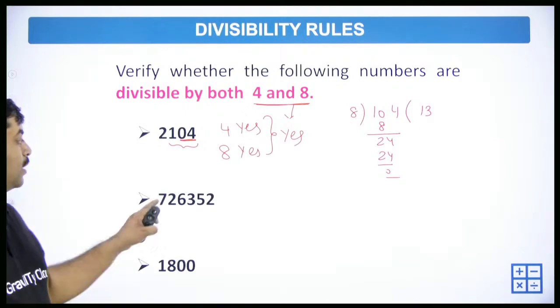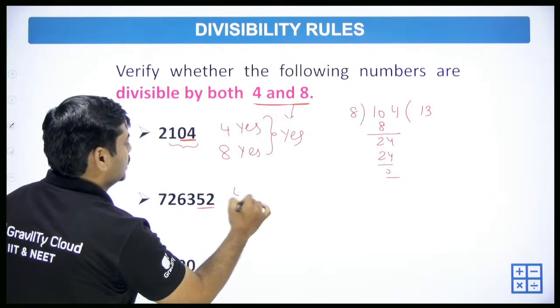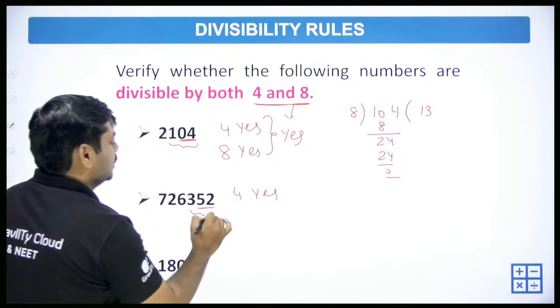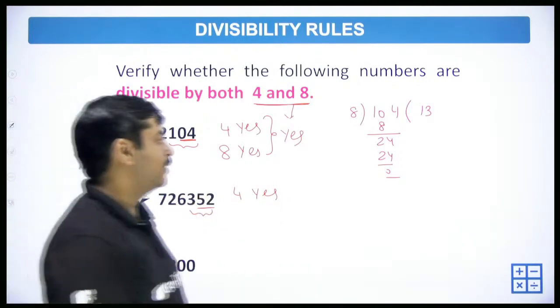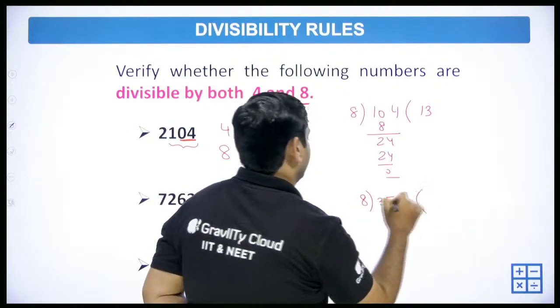Okay. What is the next one? Last 2 digits, are they divisible by 4? Yes. The last 3 digits, are they divisible by 8? Let us try to find that. 8 and 352.